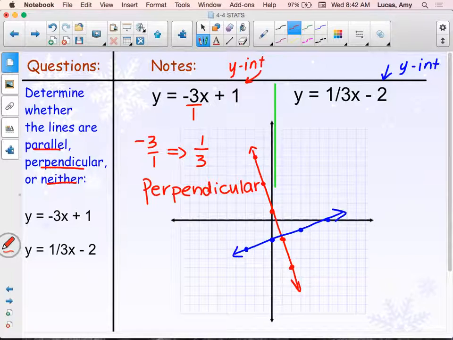So this graph shows you what I just told you on the last slide, that if the slope flips and changes, the lines are perpendicular. You don't have to measure it on the graph because you can tell the relationship with the slopes.